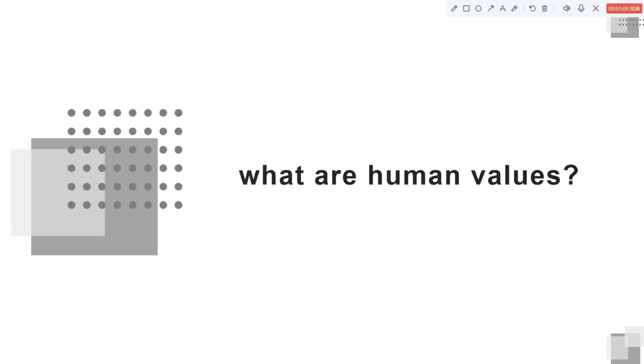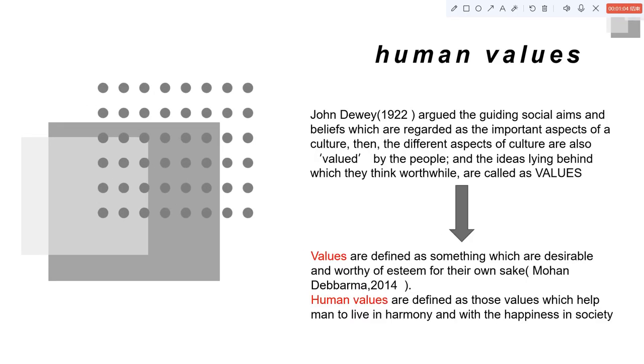So the first question is, what are human values? Here are some definitions of human values. John Dewey argued that they are guiding social aims and beliefs which are regarded as important aspects of a culture. The different aspects of culture are also valued by people, and the ideas lying behind what they think worthwhile are called values. Values are defined as something desirable and worthy of esteem for their own sake.